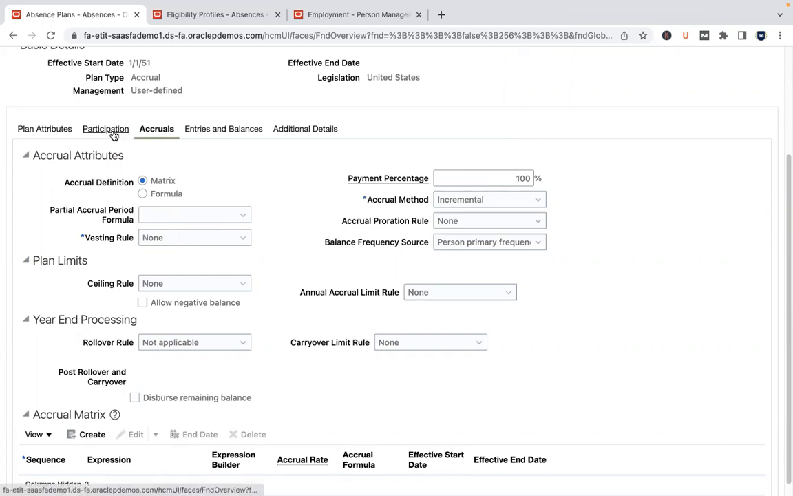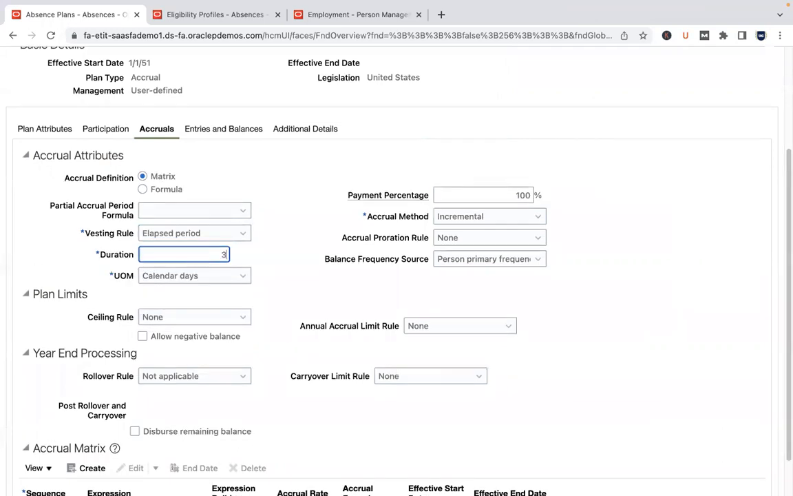Vesting rule, remember in the participation you have a waiting period, right? Waiting period means the employee will have to wait for that many months or days to become eligible or to get the leave balance. But vesting means, if you say vesting elapsed period and you say 3 months here, then what would happen? Yes, the employee will keep getting leave balance accrued to his account, but they won't be able to use it. Okay, vesting means leaves will be vested, but you can't use them until this period is done. You can also write a formula if you want.